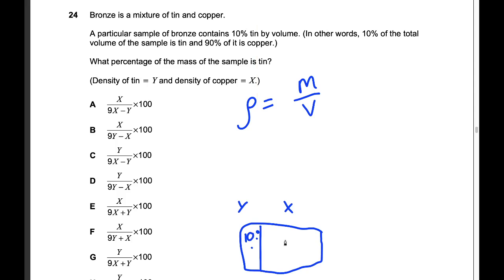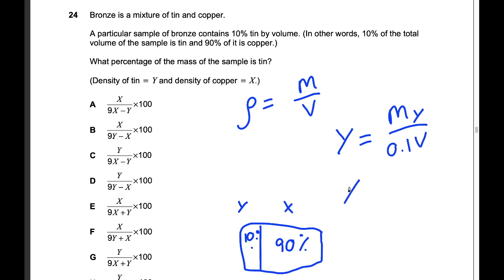Well, you know what the percent symbol looks like. This is 90% here. Okay, there you are. So we can work this out. I'm going to write this in terms of the mass of y and the mass of x. So I'm going to say that the density y is equal to the mass of tin over 10% of the volume, so 0.1 of the total volume, the volume of this lump.